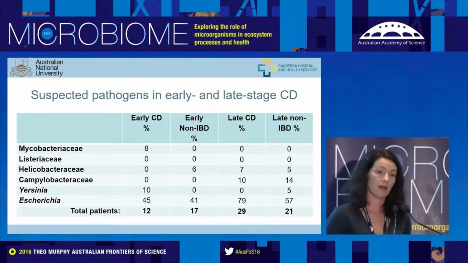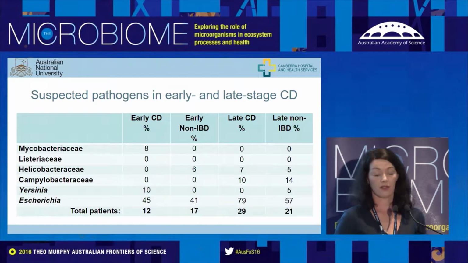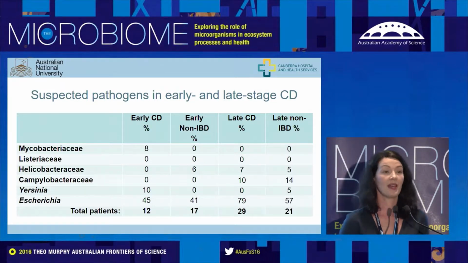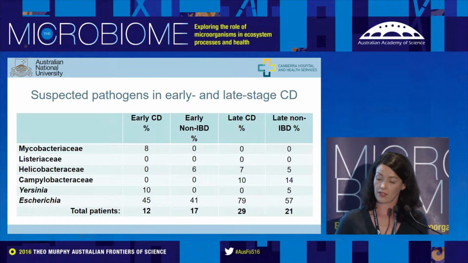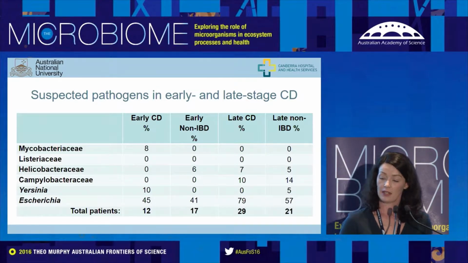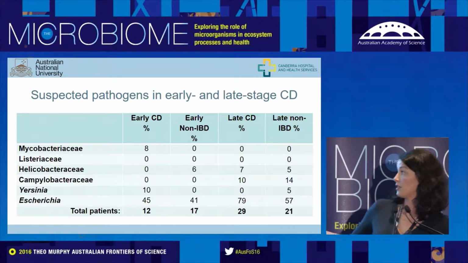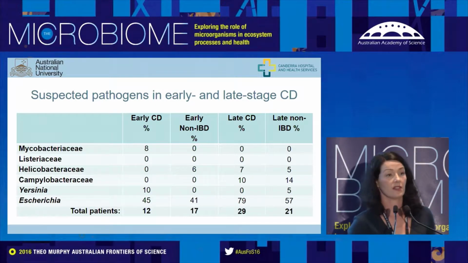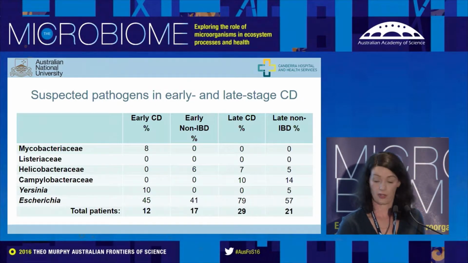To date, we haven't found evidence to support the role of many of the putative pathogens, in particular Mycobacterium avium subspecies paratuberculosis, or MAP. The only one that we've found any evidence to support a role in Crohn's disease for is Escherichia, at the genus level. But in early stage Crohn's disease, it's present at about the same frequency as in healthy controls. In late stage disease, it's a different story, and you see an increase in Crohn's disease relative to non-IBD, and this figure's even higher if you look at just terminal ileal tissues.